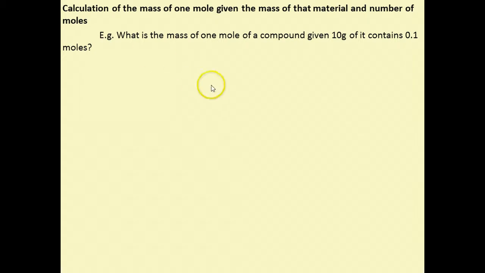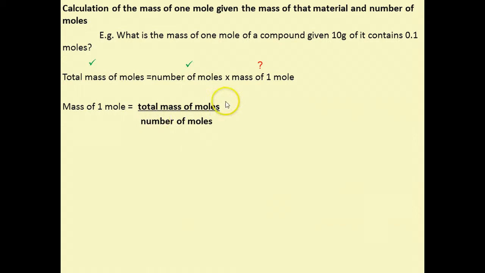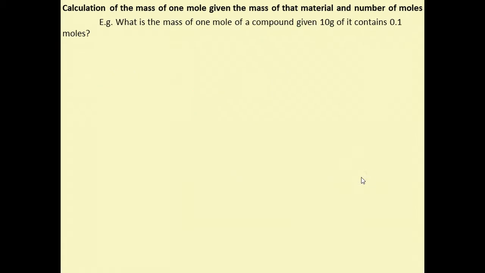Stage 1. We write down our equation. In this particular case, we know the number of moles present, and we also know the total mass of moles present. So we rearrange the equation. The mass of 1 mole will be equal to the total mass of moles divided by the number of moles present. So this means we have a mole which has a mass of 100 grams per mole.